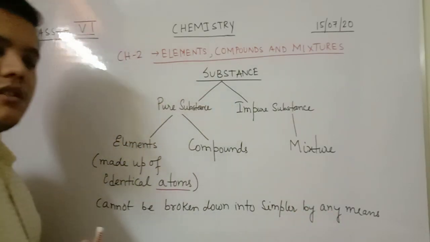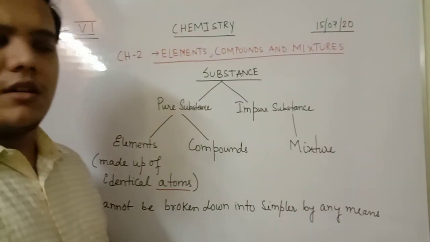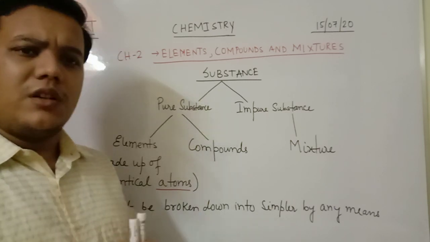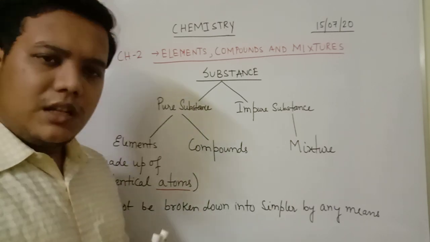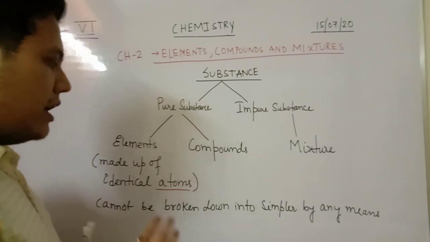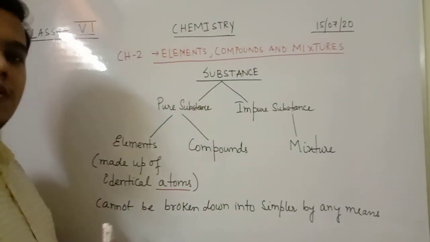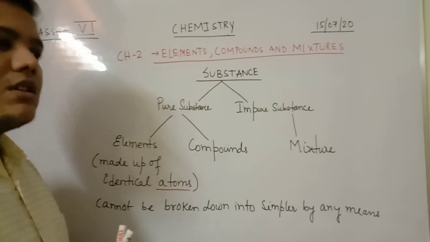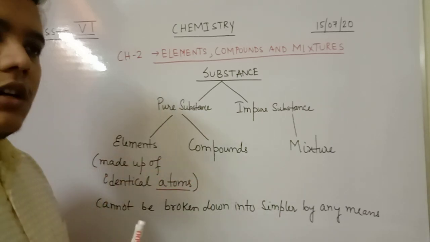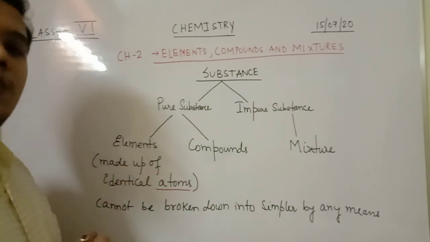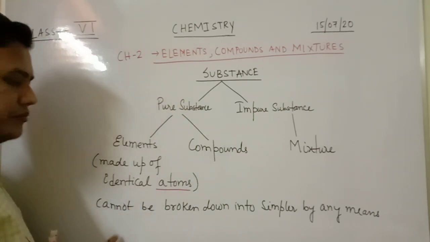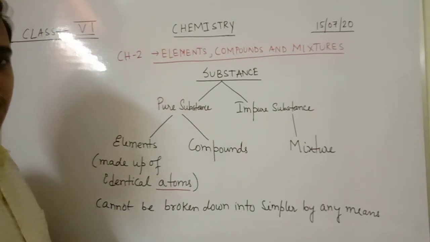Here the word "any" suggests physical or chemical means. Physical means suppose you are applying pressure on it to break it, or you are applying heat so that it can melt. So these are all physical means. Elements are not possible to break down by any physical means. Or suppose chemically you want to break them down, suppose you want to react some chemicals with the elements, they will not break into any parts. So this is their unique property, and this is also the definition of elements.